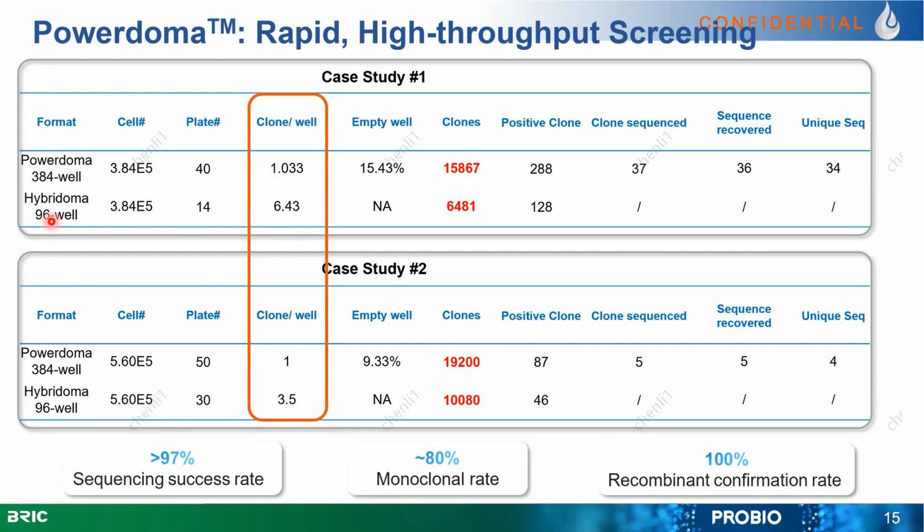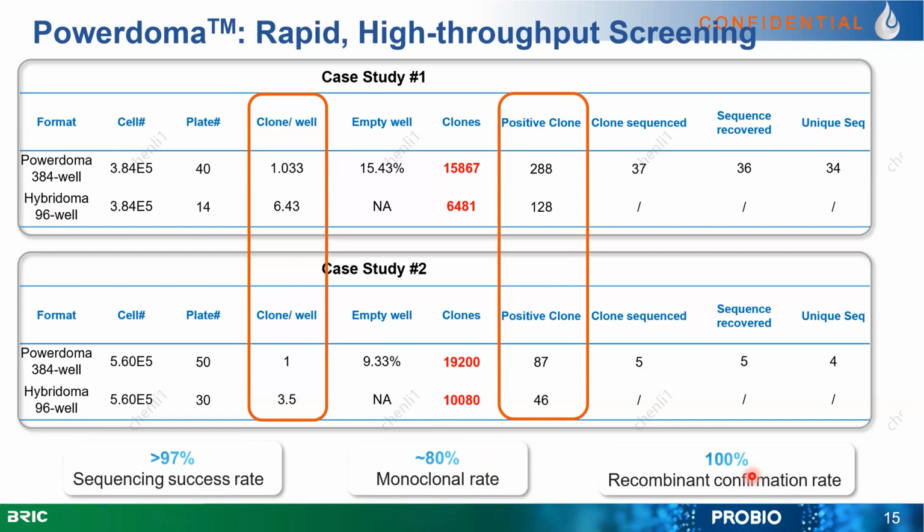In both cases, the ProBio demonstrated roughly 2-fold higher positive hit rates. In addition, the ProBio process demonstrated robust features, including 97+% sequencing success rate, roughly 80% monoclonal rate, and 100% recombinant confirmation rate.